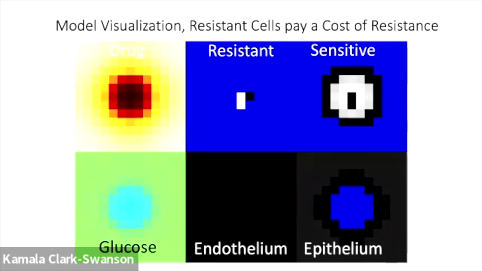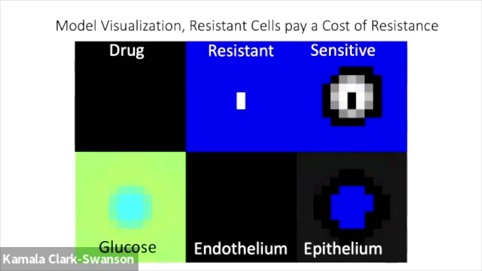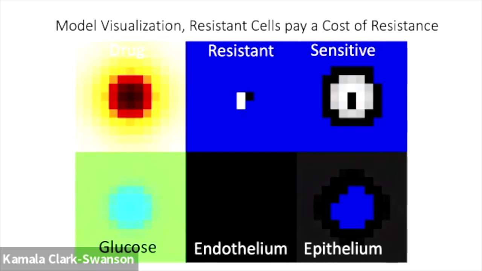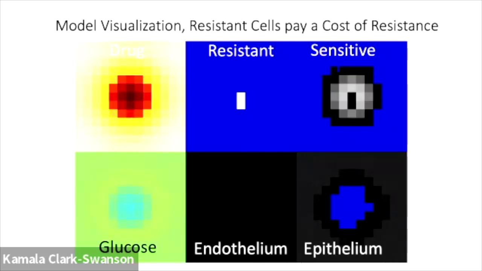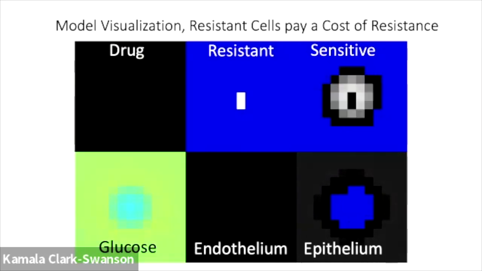And then there's the glucose, so there's that resource component to this as well, and endothelium, which you can barely see, but there's about a 30 epithelium to 1 endothelium ratio in the tissue, and then the epithelium, which is getting displaced by the tumor.